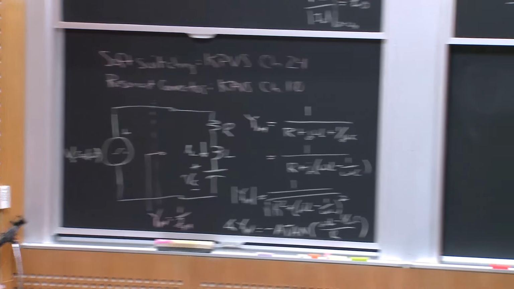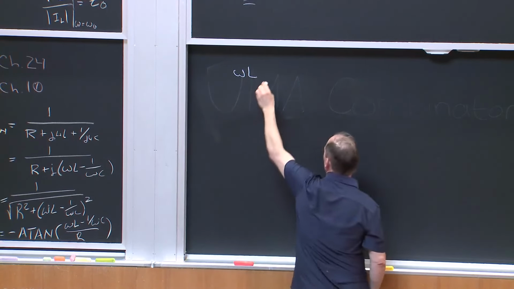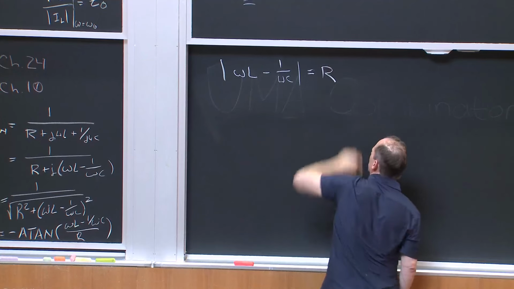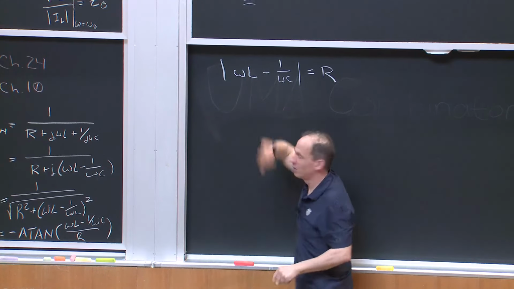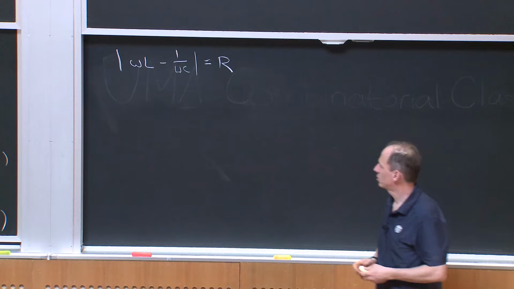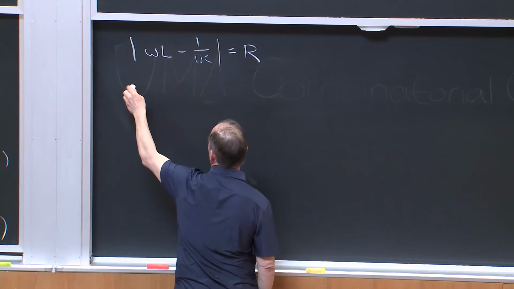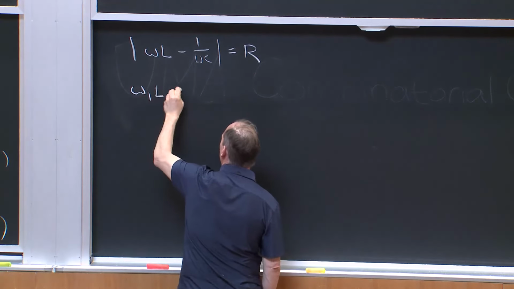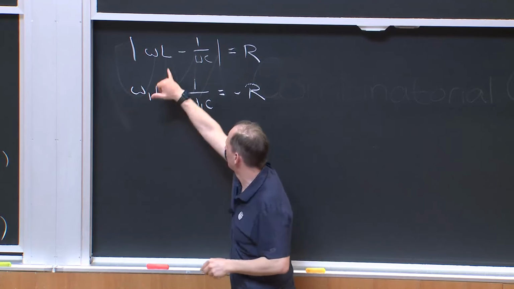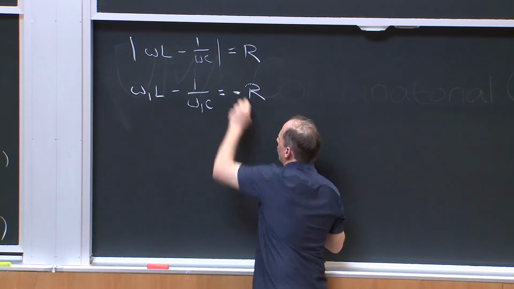So what I want is the two frequencies where omega L minus 1 over omega C, the magnitude of that, equals R. This is going to define omega 1 and omega 2. Any questions about that? So let's just do that. Let's find the case where I have omega 1 L minus 1 over omega 1 C equal to minus R. I'm picking the lower of the two frequencies because this is getting bigger with frequency. So I want the one that's minus R for omega 1.